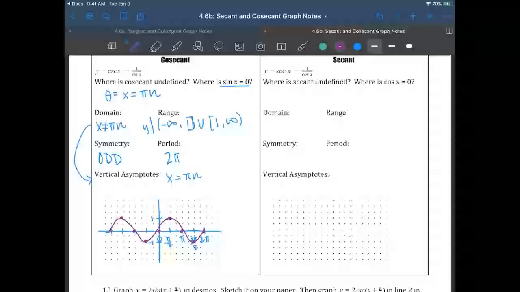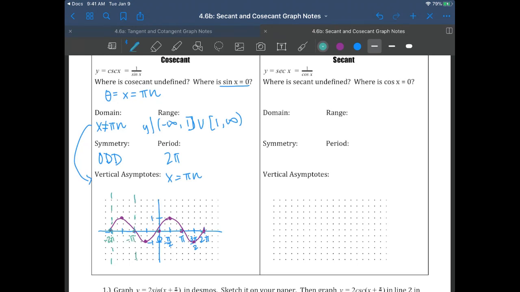Okay, so anywhere there's a 0, we have an asymptote. So at -2 pi, at -pi, at 0, surprise, not really, at pi, and at 2 pi, we have an asymptote.